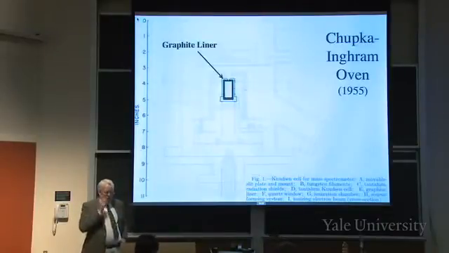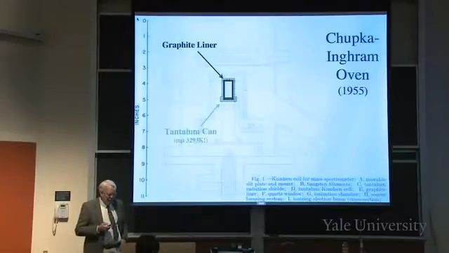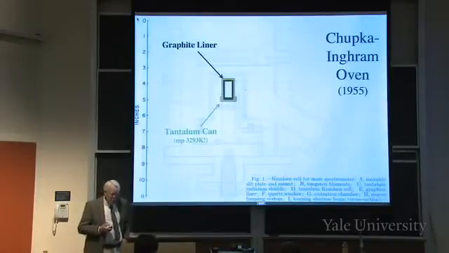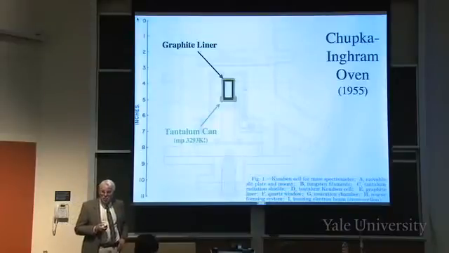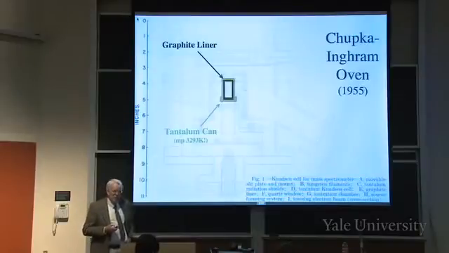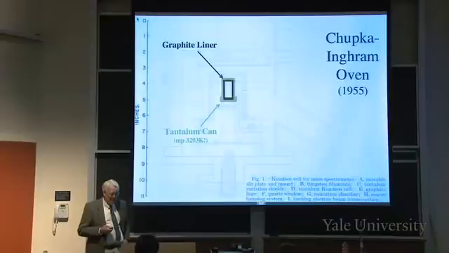First, there's a graphite cylinder, okay? And around it is a can made out of tantalum. Now, why tantalum? Because that's about the highest melting thing you can get. It's the highest melting metal. So 3,293 Kelvin is its melting point. So you could really heat the heck out of this thing.